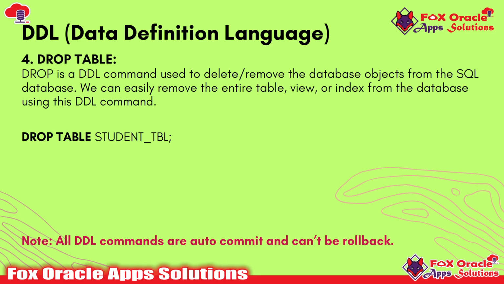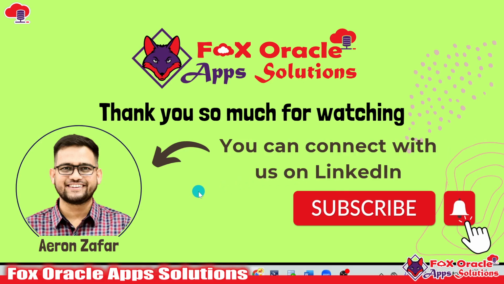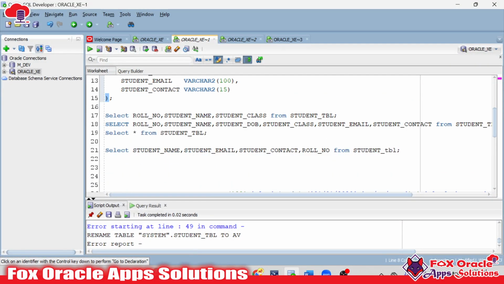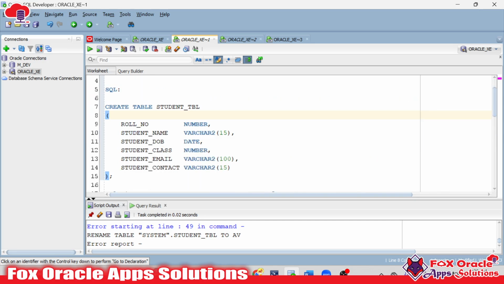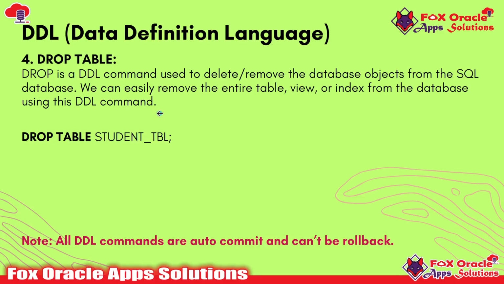So all these are the DDL commands. In the upcoming sessions, we will learn about DML commands, and then we'll go for rollback and commit changes. Then we'll go for the constraints, and we will go through them one by one. So let's move to the commands one by one.